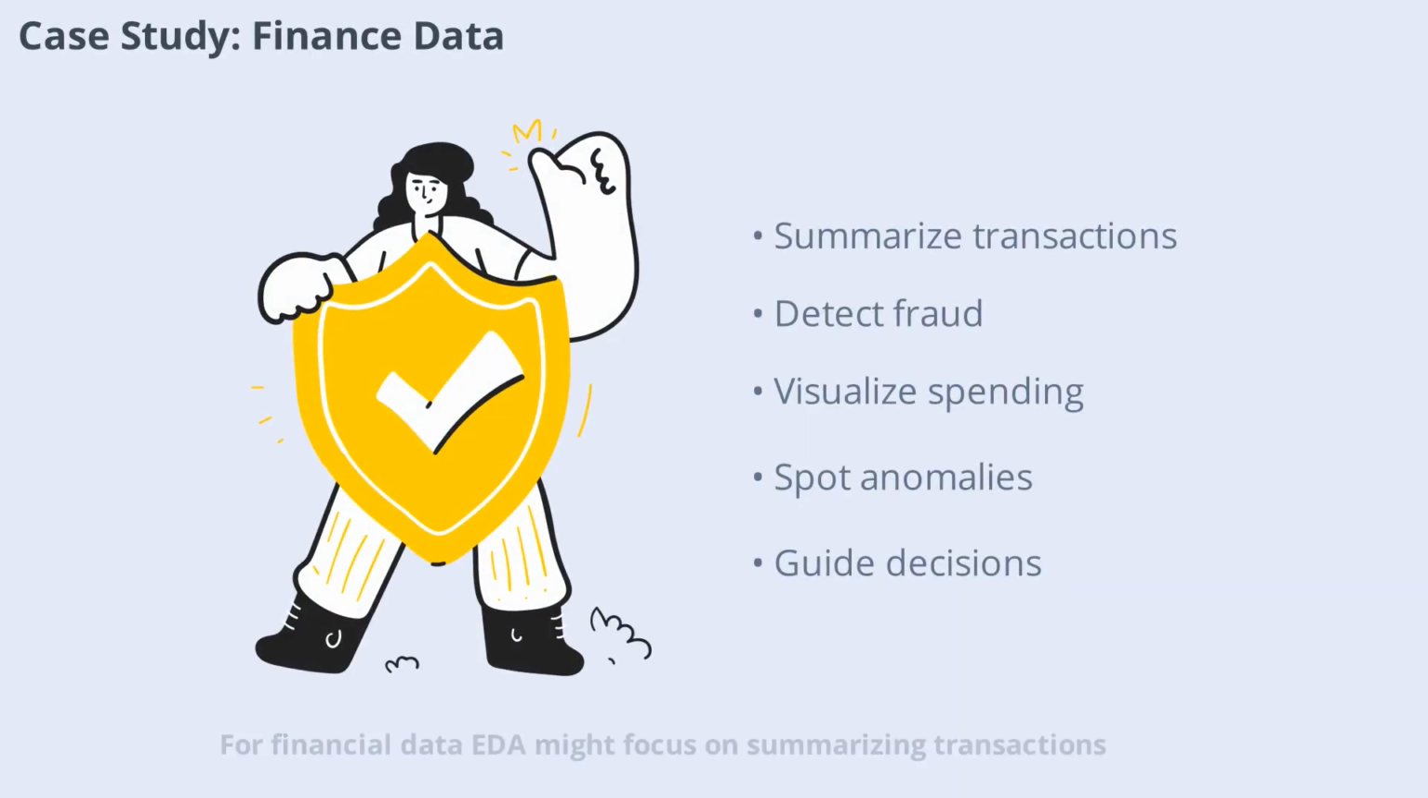For financial data, EDA might focus on summarizing transactions, detecting fraudulent activity, and visualizing spending patterns. Spotting anomalies early can prevent losses and guide better financial decisions.